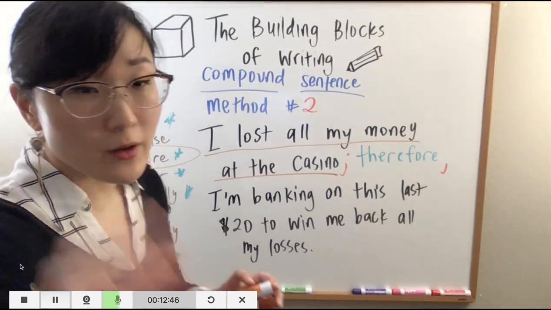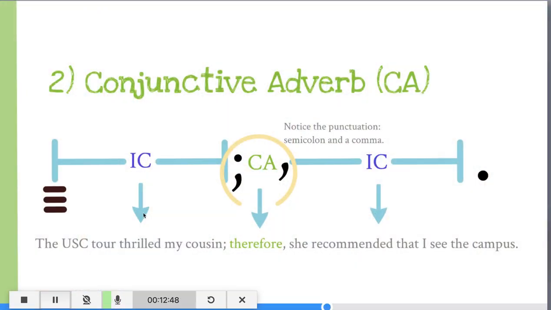Now, on the website, it gives you a variety as well that are different than hot mamas, but you're free to use them. So don't forget, anytime you use hot mamas, one of these adverbs, semicolon before. It's going to be in between, and then you have a comma. So the sentence they gave you here was, the USC tour thrilled, excited, made my cousin very happy. My cousin. Therefore, she recommended that I see the campus, right? She loved it so much. As a result, she wanted her cousin to see the campus.